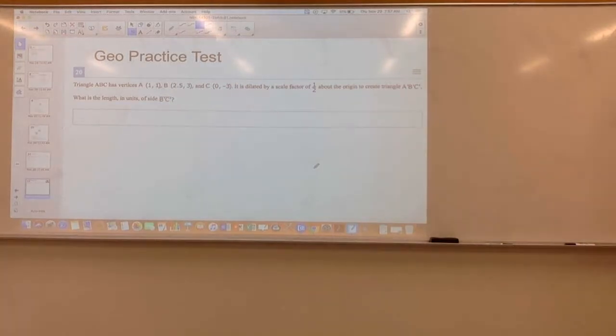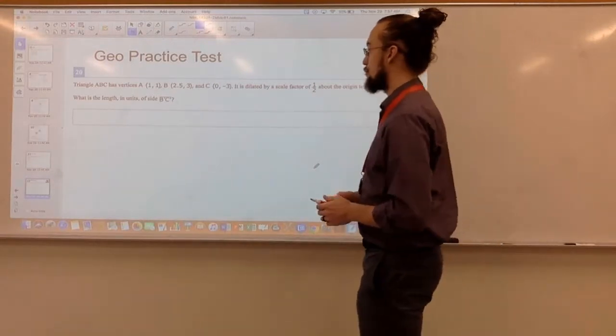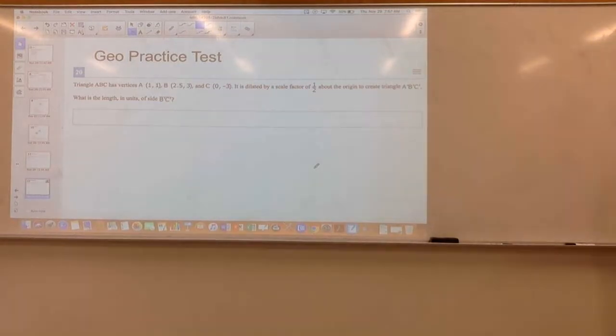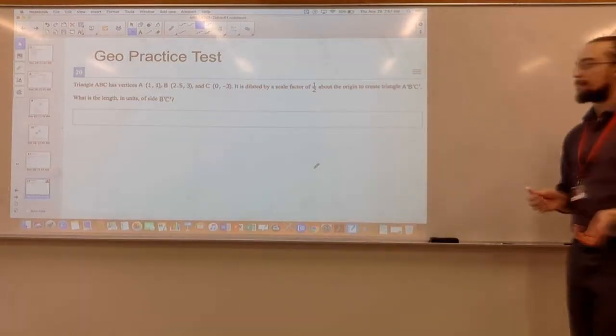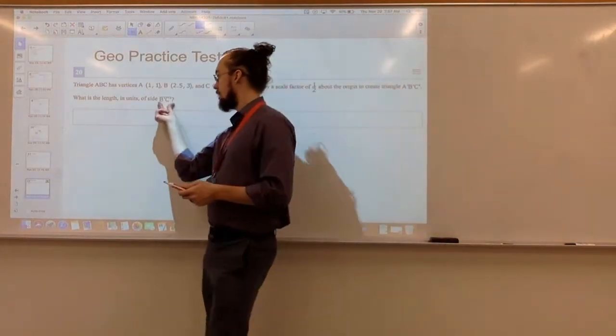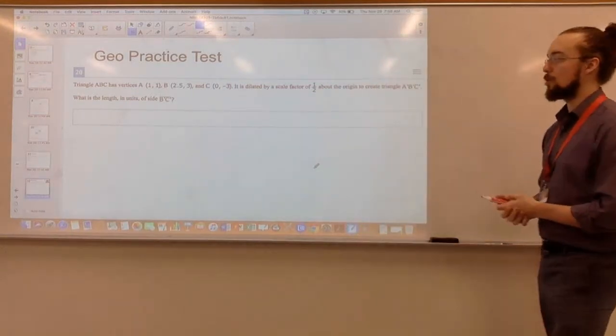So we've got a triangle, and we're given the coordinates of all three vertices: 1, 1; 2.5, 3; 0, -3. It says it's dilated by a scale factor of 1/2 to create a new triangle, A prime, B prime, C prime. All we want to know is the length of B prime, C prime. How could I go about doing that?